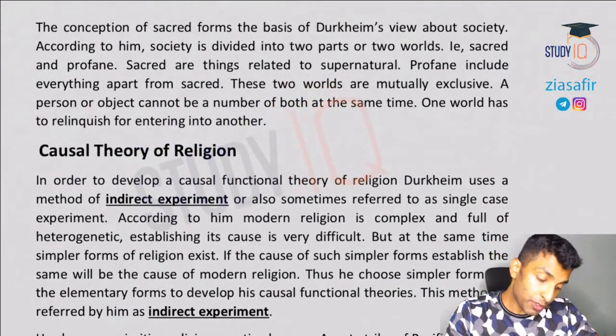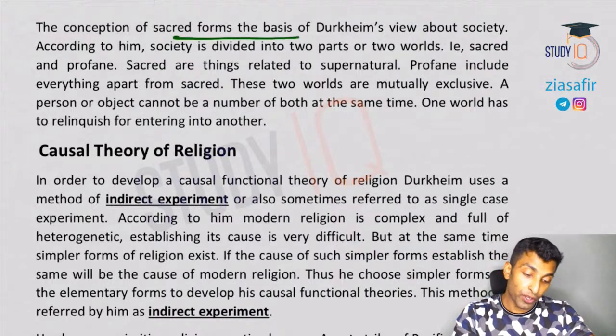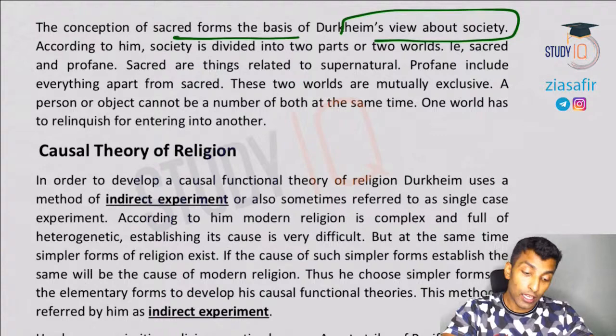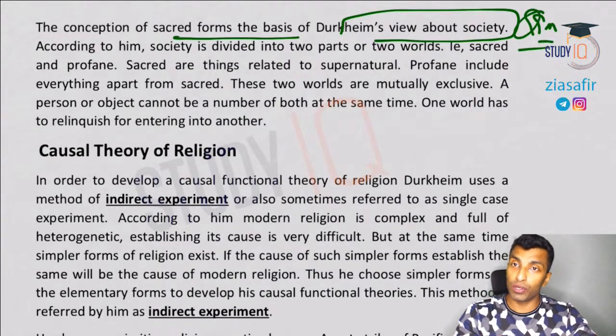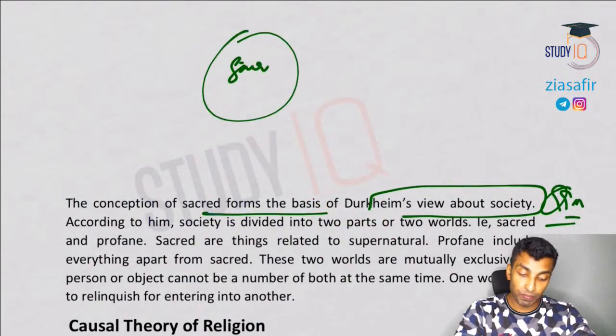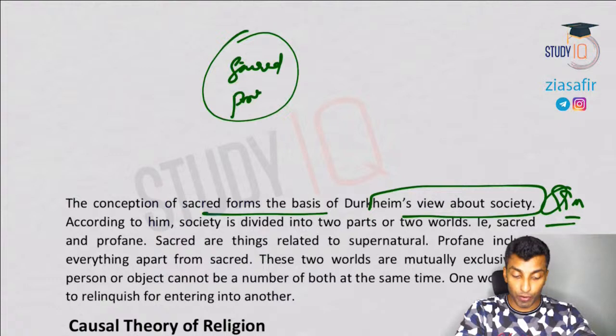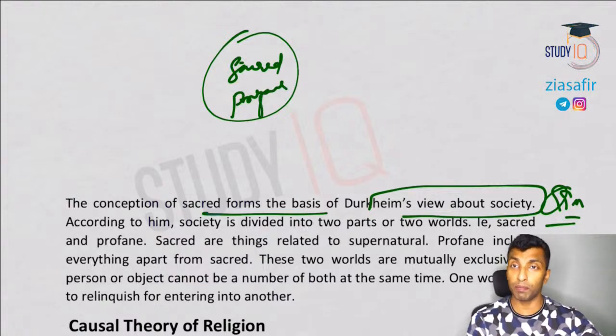Okay, now the conception of sacred, this is very important, this line, forms the basis of Durkheim's view about society. So this can also be a question, it can be a short note, Durkheim's view about society. So you need to write about what? His concept of society is based on sacred and profane. So there will be some supernatural force, and everything other than supernatural force are part of profane. So this is his conception about society.